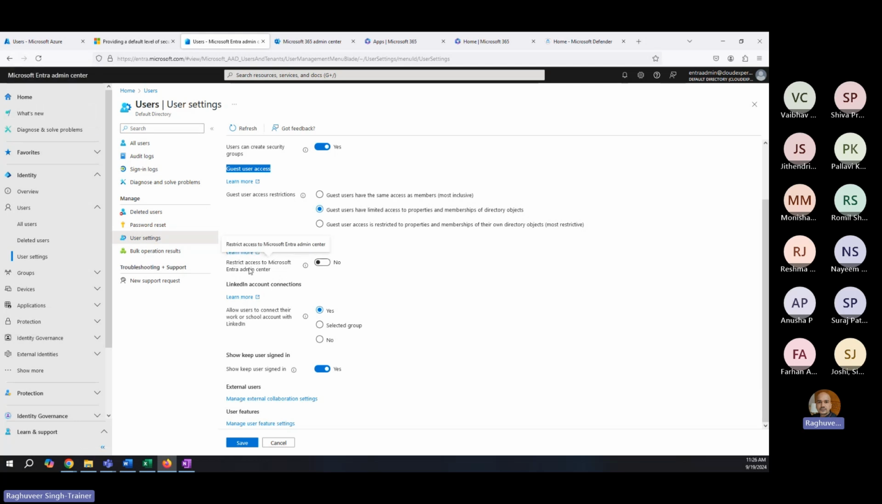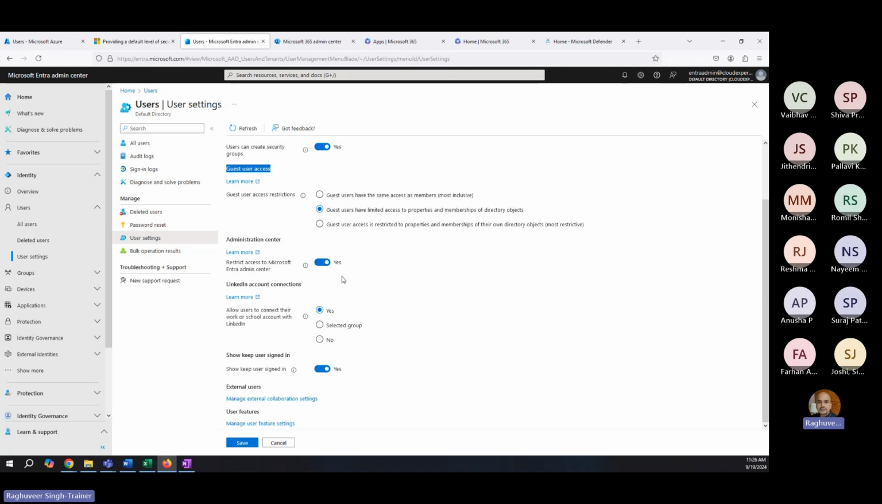Do you want to restrict guest users from accessing this portal? Right now it says no. Microsoft wants them to also use it so that they can go back to their business and say, hey, you know what? We have seen a great UI of a tool which really had all the options that we can also leverage in our company. So that's the reason Microsoft is not doing it.